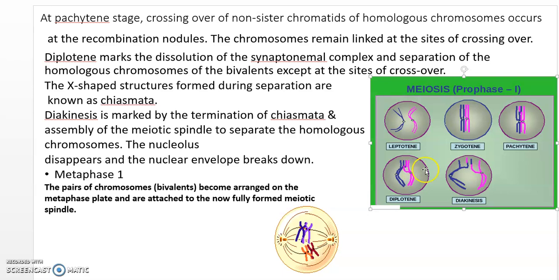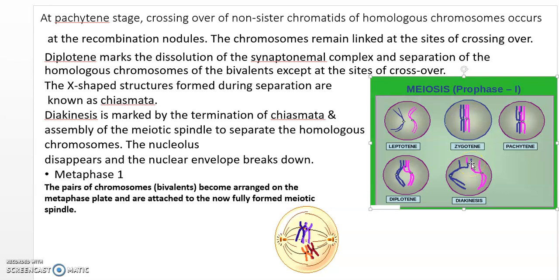This X-shaped structure is clearly visible in the diakinesis, where the transfer of the genes takes place, one from the mother, that is from the father, and one from the mother. Here you can see some part is pink in color, and here some part is blue in color.